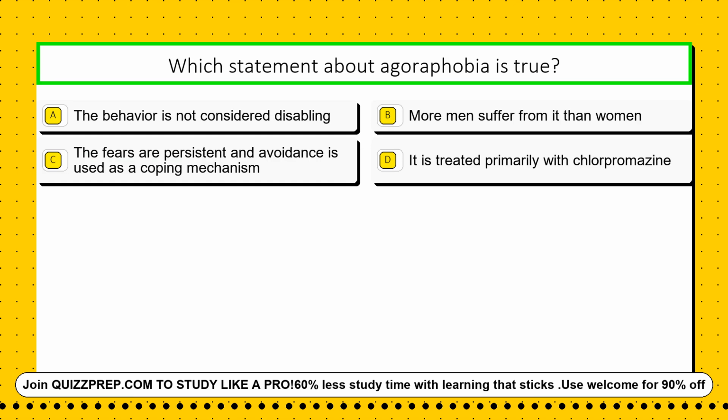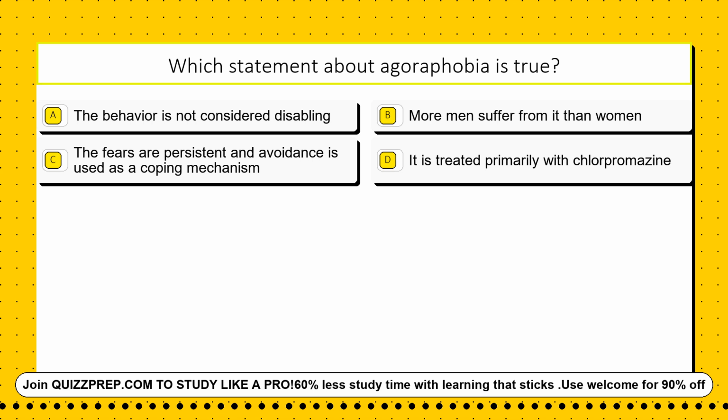Question 65. Which statement about agoraphobia is true? Option A. The behavior is not considered disabling. Option B. More men suffer from it than women. Option C. The fears are persistent and avoidance is used as a coping mechanism. Option D. It is treated primarily with chlorpromazine.